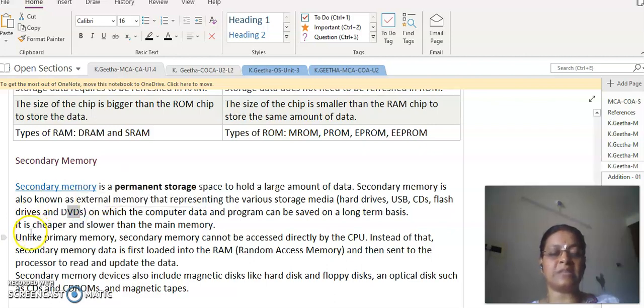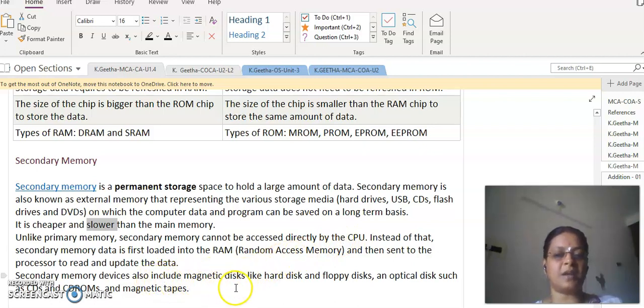All these secondary storage devices, of course, form the last level in the memory hierarchy, and they are all cheaper and comparatively slower, and the size can be bigger. Unlike primary memory, secondary memory cannot be accessed directly by the CPU. If the CPU wants to read some information from the secondary memory, first it has to be loaded to the main memory, and then only the CPU will be able to process the data.